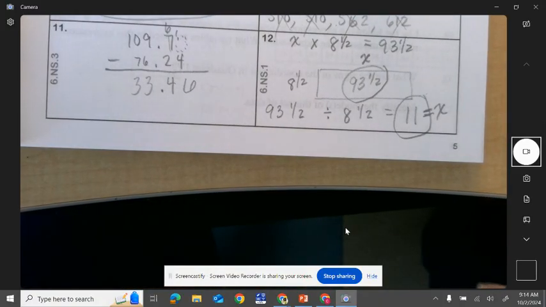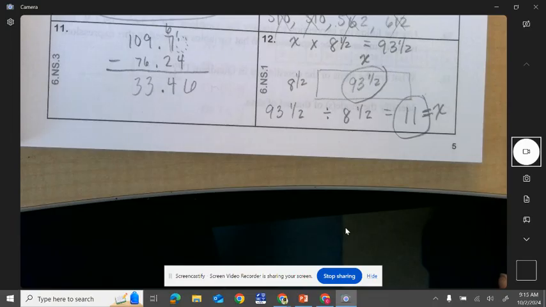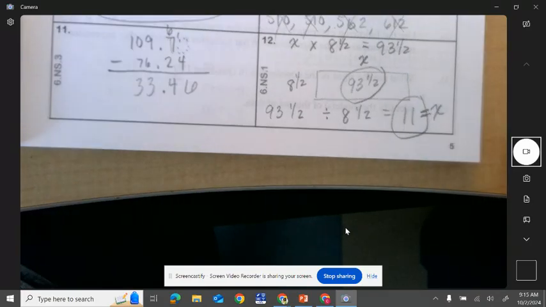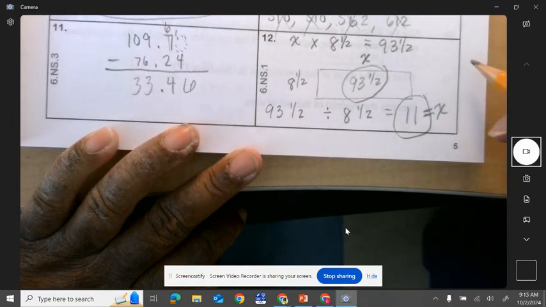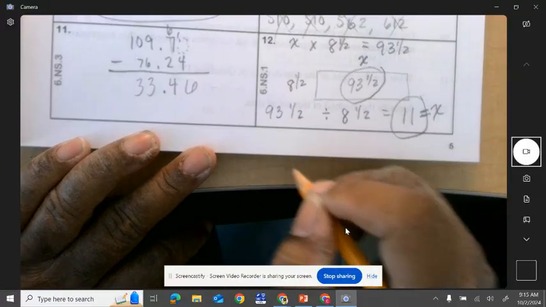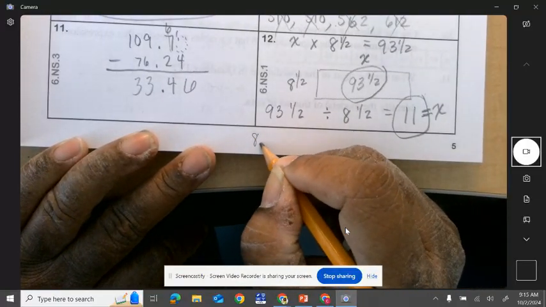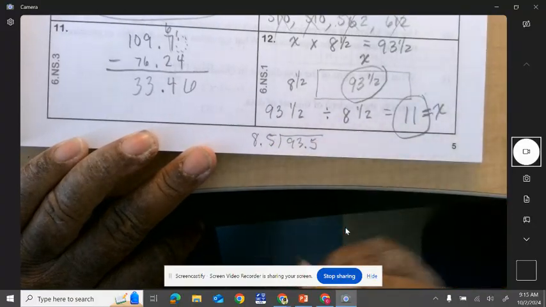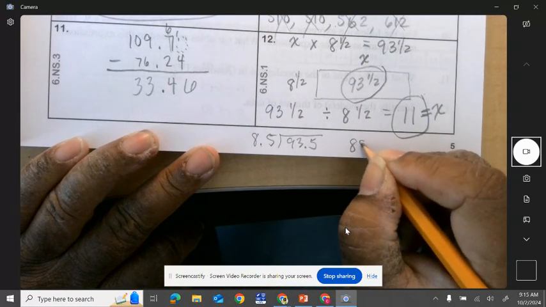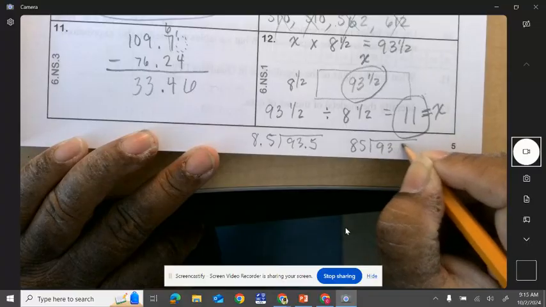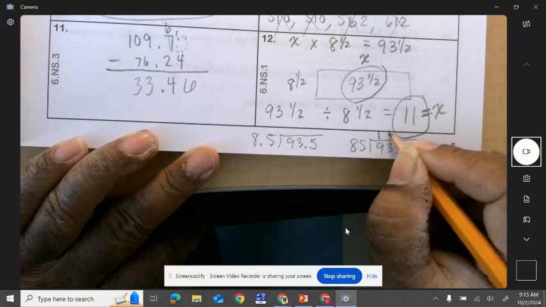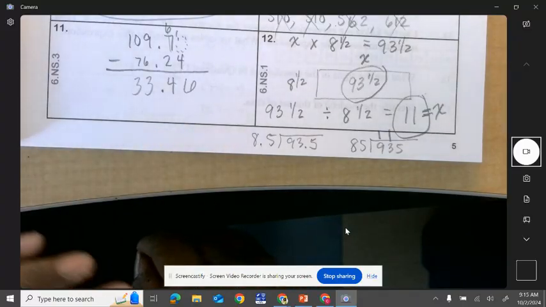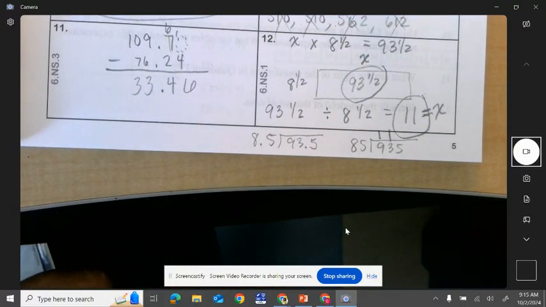All right. There's dividing fractions. You could do it that way, but to me, if this is a 1/2, I would just divide this. 8.5 divided by 93.5 and divide that way. And then I would have 85 divided by 935, and then you'll find out the answer is 11. So that's how I would solve it. I would not try to deal with improper fractions. I would just make them decimals and do it that way.